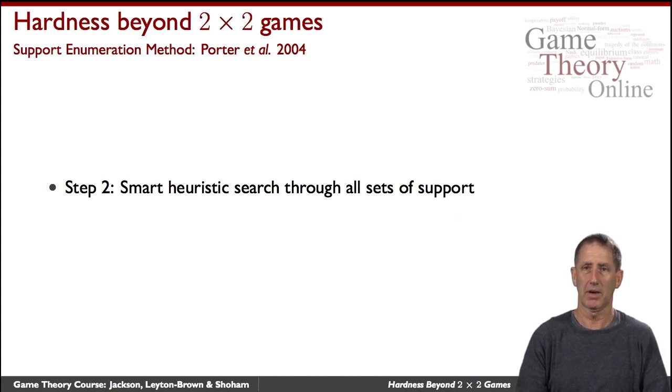I won't go into details about how we do it, but the basic idea is the following. We will bias the search toward supports that are close in size to one another. That is, we will not start by considering one agent looking at only 2 strategies among which he's randomizing, and the other agent looking at 17 strategies. We'll look at strategy profiles whose supports are similar in size. We'll also start with small supports and gradually move to larger supports.